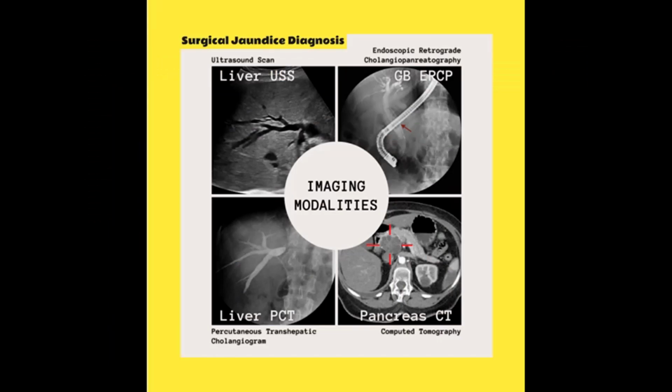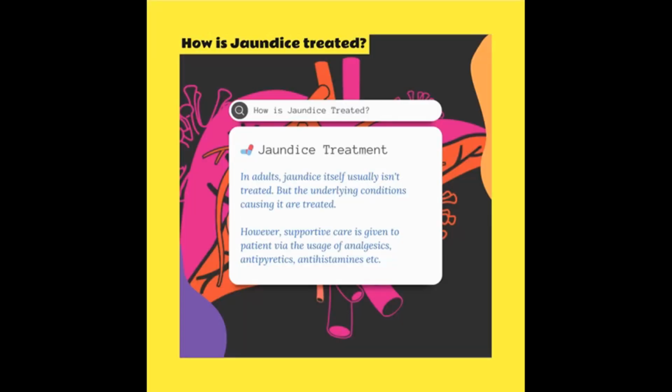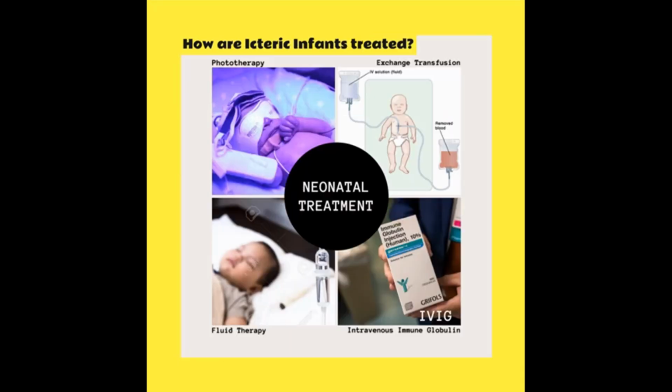On a surgical perspective, obstructive jaundice is of prime importance. How do you know where the obstruction is? Well, you conduct an imaging study. What are these imaging studies? Ultrasound scans, CT scans, or special scans such as endoscopic retrograde cholangiopancreatography or percutaneous transhepatic cholangiography. How is jaundice treated? In adults, jaundice itself usually isn't treated, but the underlying conditions causing it are treated. However, supportive care is given to the patient via the usage of analgesics, antipyretics, or even antihistamine.